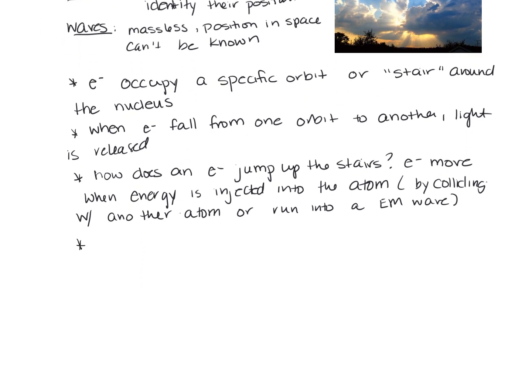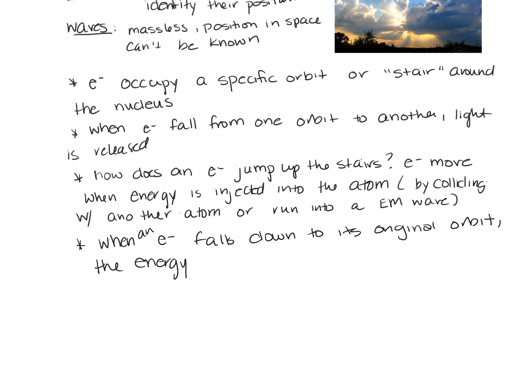All right, now when electrons fall down, say when an electron falls down to its original orbit, the energy released is a packet of light called a photon.